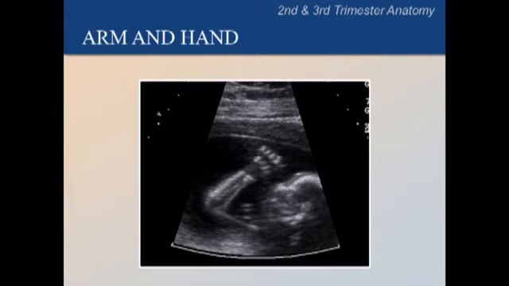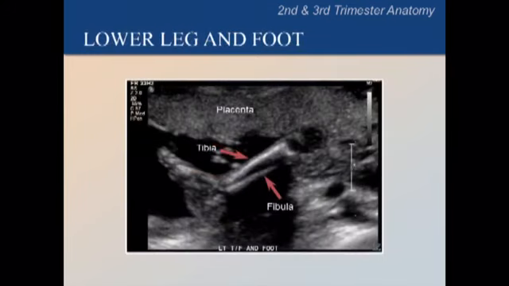Now we'll finish with the extremities. The arms and legs are often well seen because bones are hyperechoic. Here we can clearly see the hand, forearm, and upper arm. Here is a nice image of the lower leg and foot. Notice that there are two bones in the lower leg. The larger bone is called the tibia, and the smaller bone is called the fibula. This makes it easy to distinguish the lower leg from the thigh, which has only one bone, the femur.